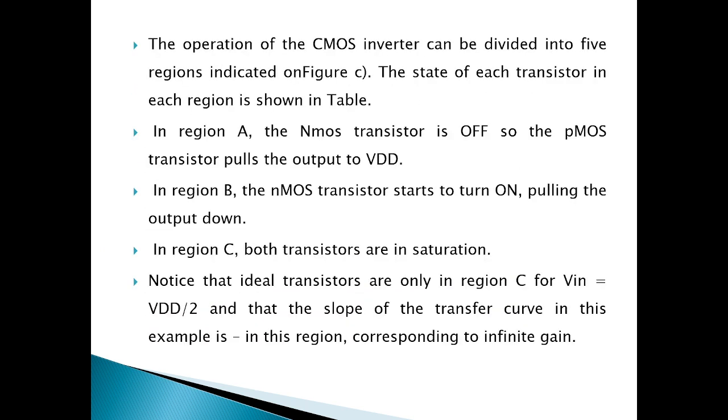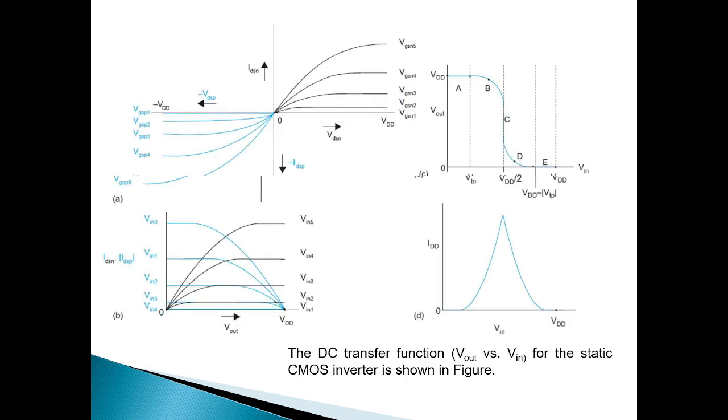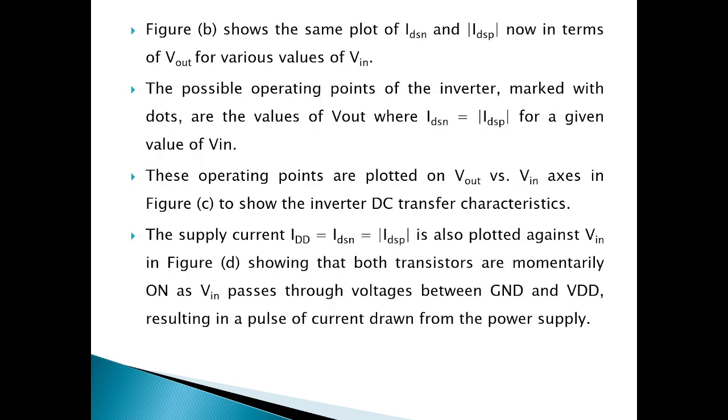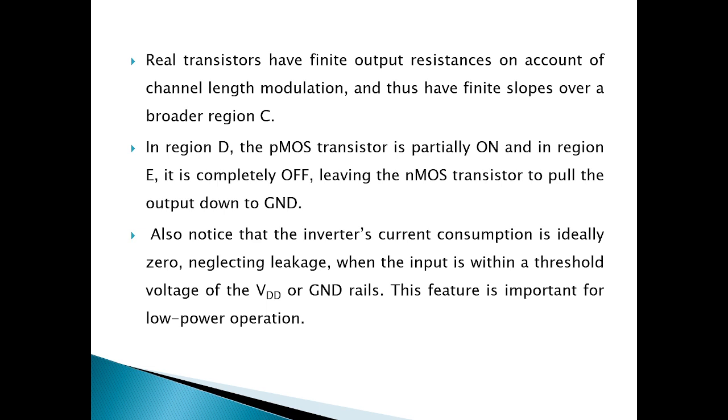Next, in region C, both the transistors are in saturation. If you look at figure C, at region C, both the transistors are in saturation. Next, notice that the ideal transistors are only in region C for V in equal to VDD by 2, and that the slope of the transfer curve in this example is negative in this region, corresponding to infinite gain.